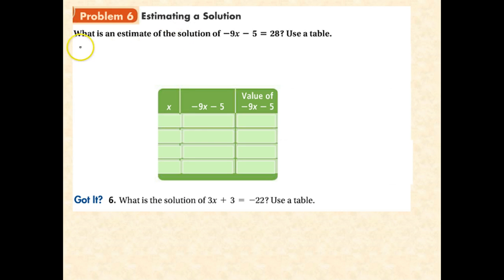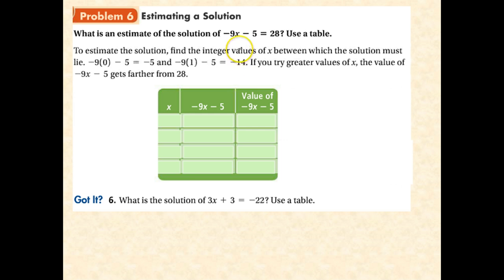So, estimating a solution. What is an estimate of the solution of negative 9x minus 5 equals 28? We're going to do the same kind of process that we did on the last one. The only difference is we're not going to get an exact answer. So we're going to just know what two numbers it's in between. To estimate the solution, we're going to find integer values of x between which the solution must lie.